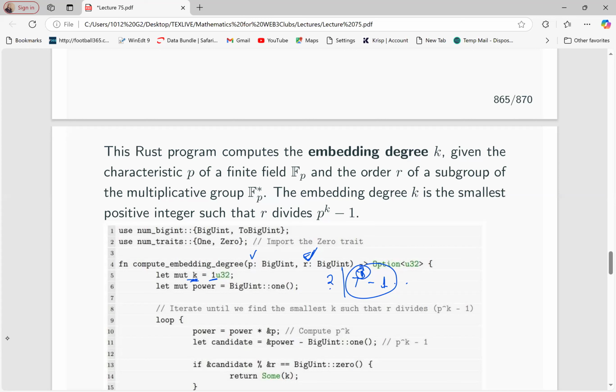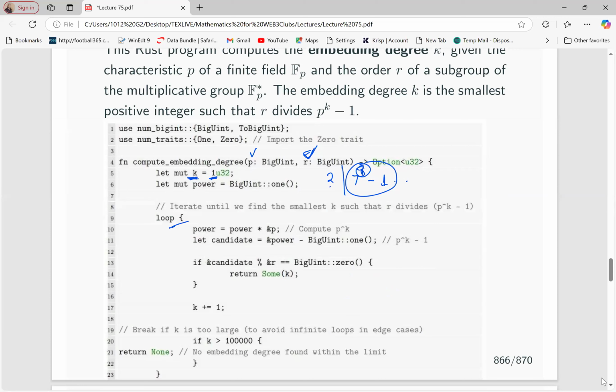So this is what we said. Let k be initialized at 1. And then you just enter the loop. And in the loop, you're trying each of the values. So you'll be changing the powers. You can see you're incrementing k by 1. Every time 2 fails to divide, you increment k by 1. That is what is happening.